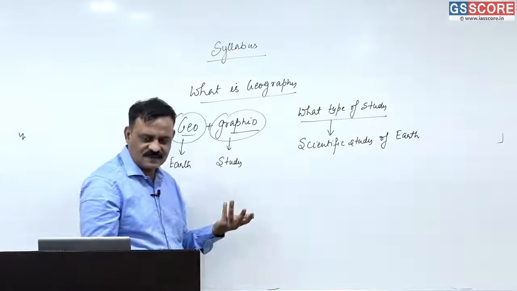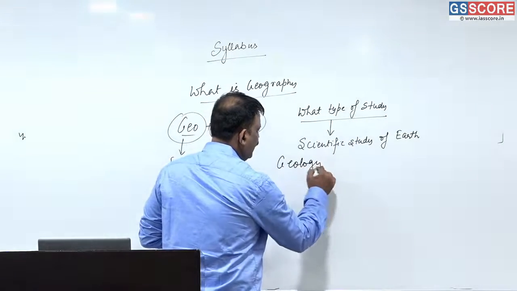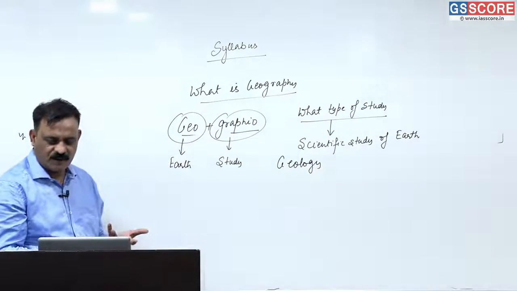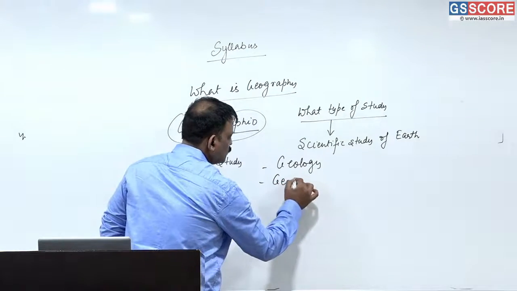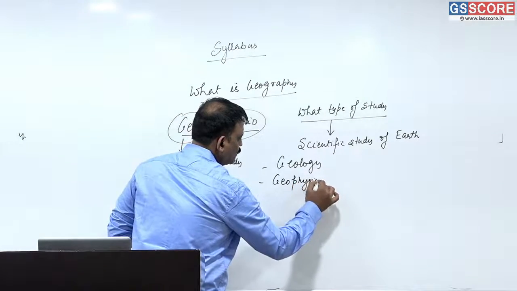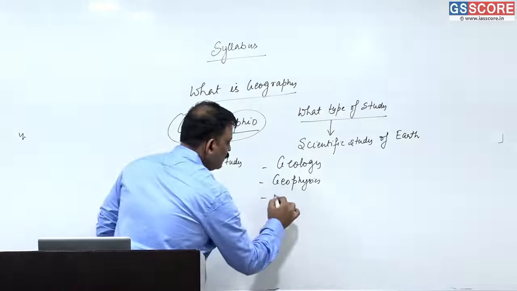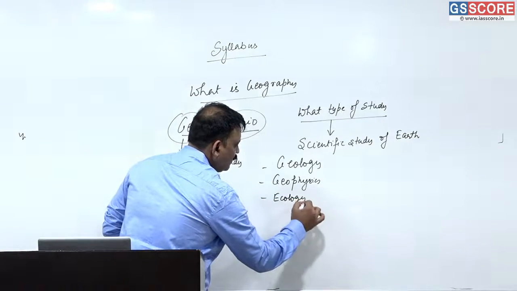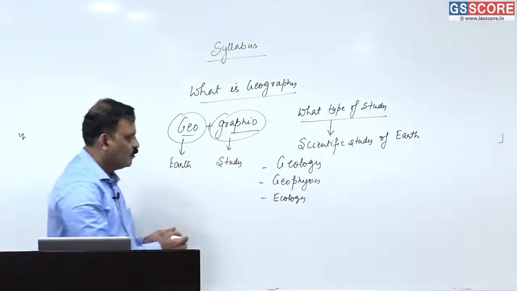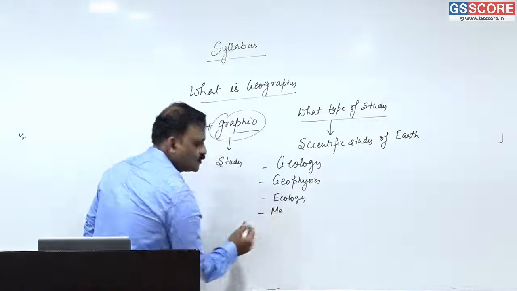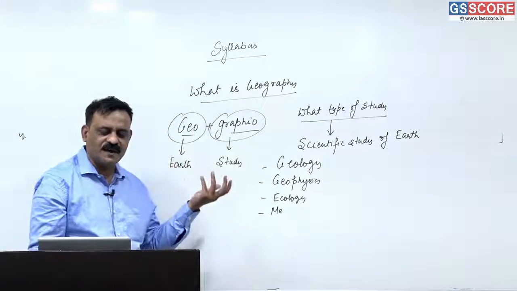Okay, there are many earth sciences, like geology. Geology is also concerned with the study of the earth. And we take geophysics, that is also concerned with the study of the earth. We take the environment, ecology, that also has its component of the earth to study. We take meteorology, that is also related to earth sciences. So what is special about geography?